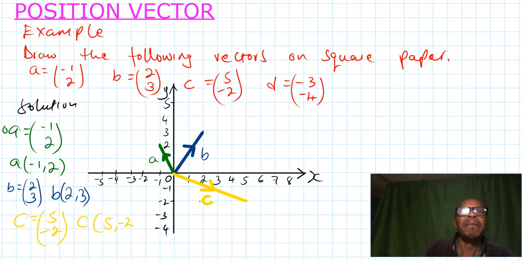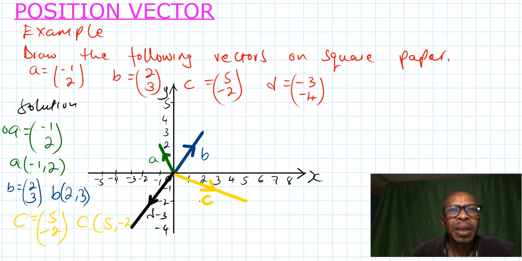Finally, we have (-3, -4). So (-3, -4) is somewhere there. We join that point. We bring a vector here. We say the vector must always have a magnitude and a direction. So this is our vector D. That is our vector D.